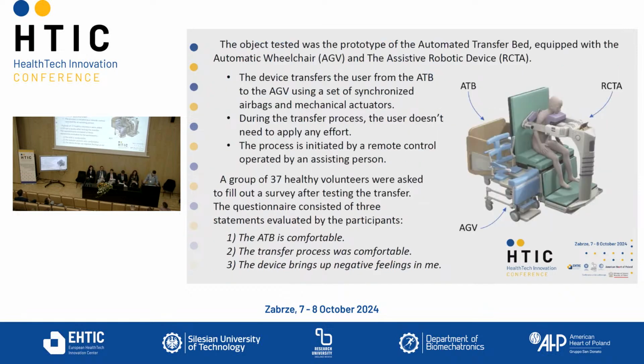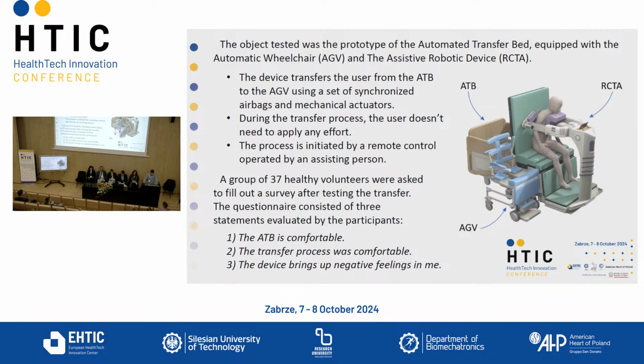As you can see in the picture, here we've got the automated transfer bed with the RCTA device, which is supporting the transfer, and AGV, which is an automatic wheelchair. The device is transferring the user from the bed to the wheelchair using synchronized airbags and mechanical actuators. During the transfer process, the user doesn't need to apply any effort. We just need the caregiver to carry the remote control and assist the patient.